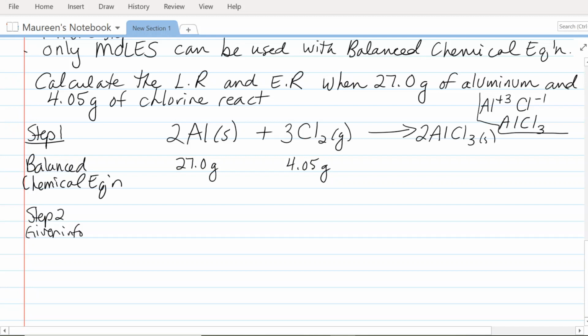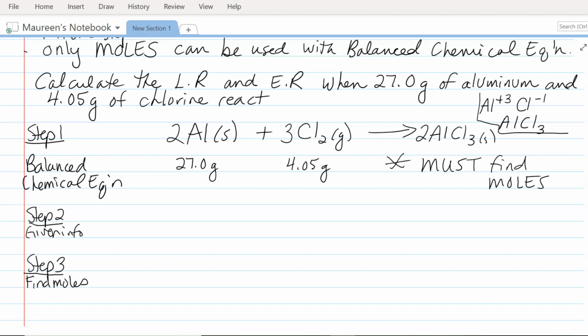Now, remember, we must find the moles. Grams cannot be used in a mole ratio. Okay, so that's the new step here. We must find the moles, so let's make that step 3. And I always say, every time I'm teaching chemistry, if you don't know what to do, then find the moles. By the end of the course, we'll have 6 different ways to find the moles, and in every single problem that you come across, just figure out how to find the moles, and you'll usually be more than halfway there. Okay, so to find the moles, what do we need to do?